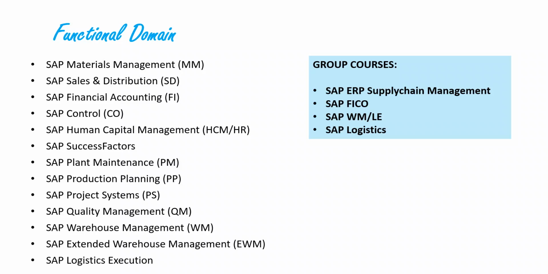Then you also have some course groupings. All right, so you have the SAP ERP supply chain management. Now that course covers the materials management process. It covers the sales and distribution process. Takes a bit of your logistics execution, part of it in the supply chain management. And then you have FICO. FICO is the combination of financial accounting and control. All right. Then you have warehouse management and logistics execution. Okay, that's a combination of warehouse management and logistics execution, just like you have there.